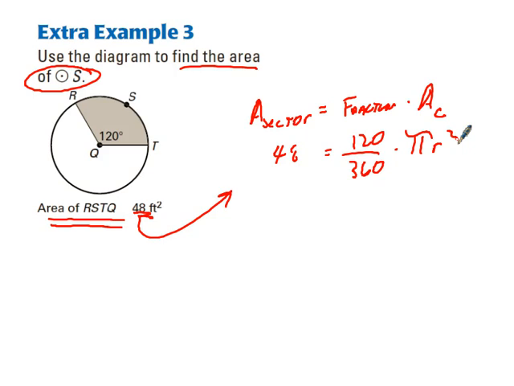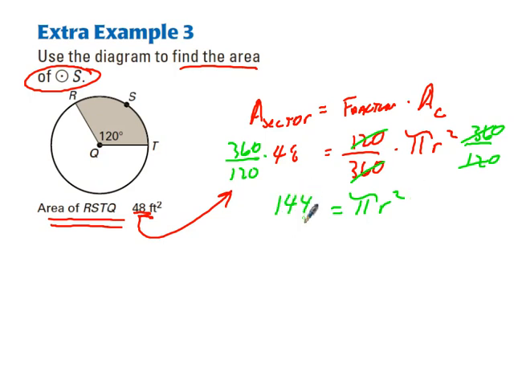And now we can go ahead and solve for r in this case. So I'm going to multiply both sides by the reciprocal, which is 360 over 120. And that gets this stuff to cancel, giving me pi r squared is equal to 360 times 48 over 120. I continue here, so that gives me 144. Then I'm going to divide both sides by pi because I'm solving for r. And that gives me r squared is equal to 144 over pi. And then I can just square root it.